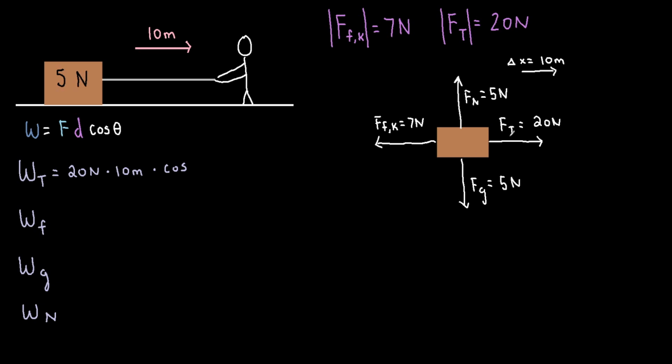And we see that the force of tension is in the same direction as the displacement vector. So the angle between these two vectors is 0. And we know that the cosine of 0 is equal to 1. So that means the work done by the tension force is going to equal positive 200 joules.